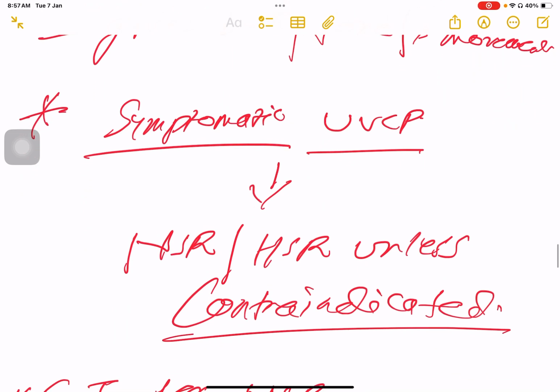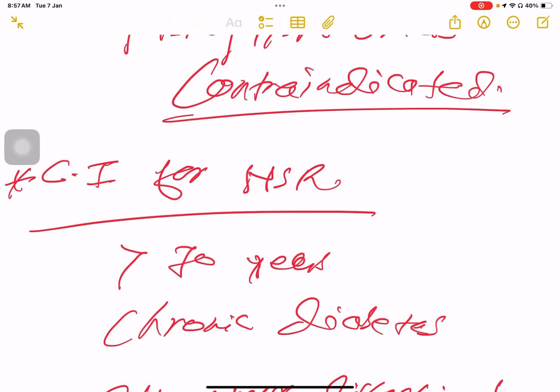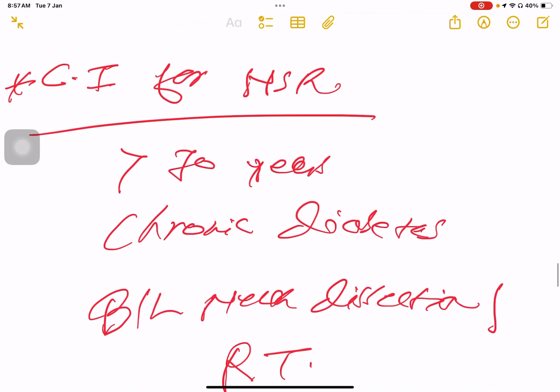So in symptomatic unilateral vocal cord palsy, when the phonatory gap is more than 3 mm and the chance of improvement is not possible right now, 1 year has passed, then ideally we should go for non-selective reinnervation or highly selective reinnervation unless it is contraindicated. So what are the contraindications of these reinnervation techniques? The contraindications are the age of the patient.